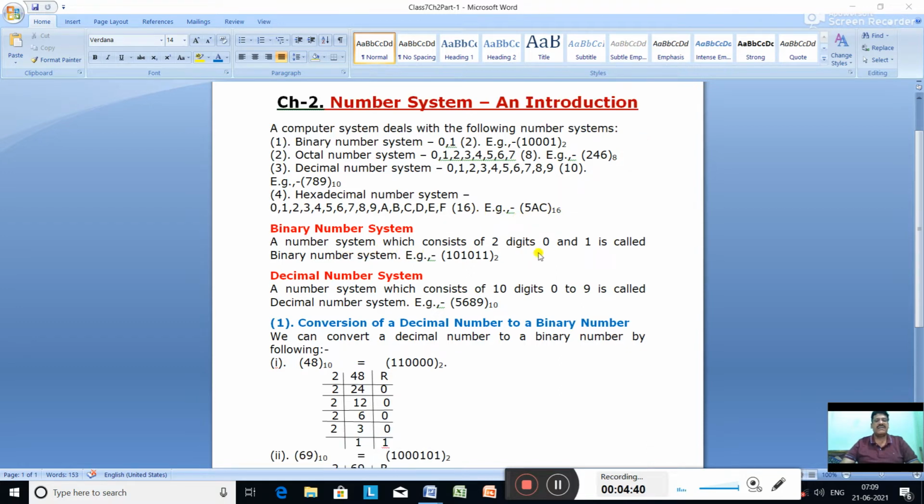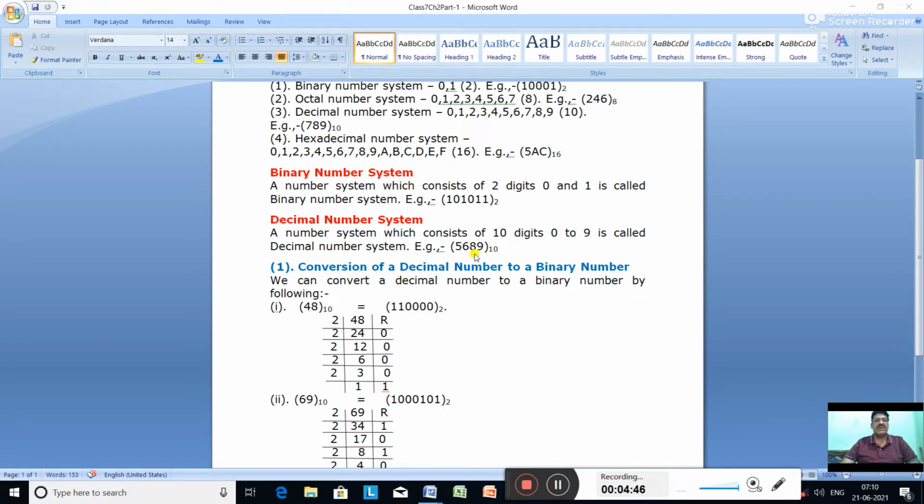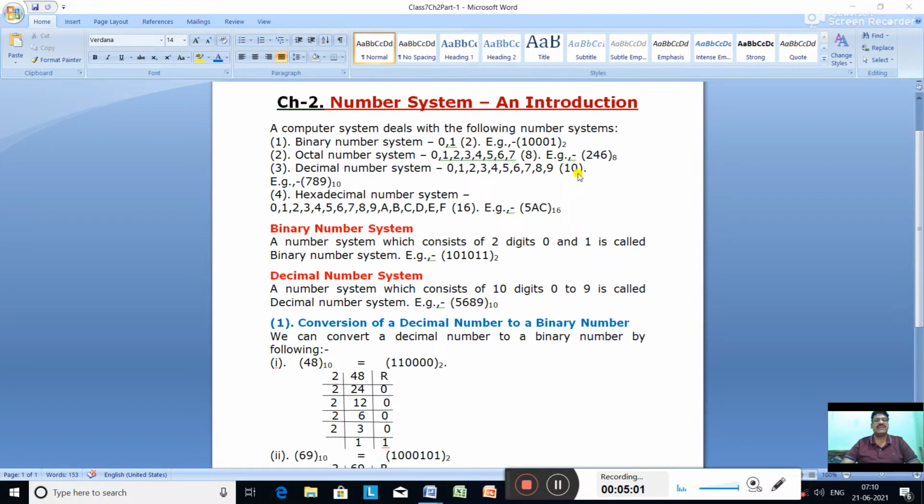A number system which consists of two digits 0 and 1 is called binary number system. And a number system which consists of 10 digits 0 to 9 is called decimal number system, like 5689. Its base is 10. So by seeing the base only, you can understand which number system it belongs to. A number which consists of 0 and 1 with base 2 is binary. A number within the range of 0 to 7 with base 8 is octal. A number from 0 to 9 with base 10 is decimal. And a number from 0 to F is hexadecimal.